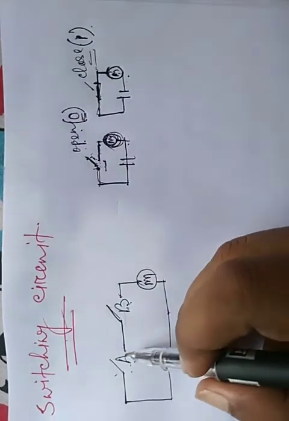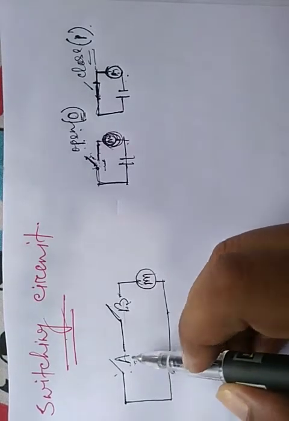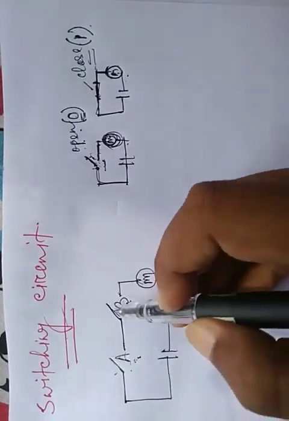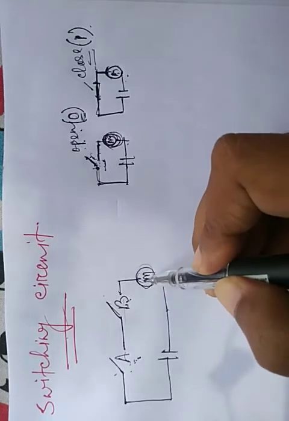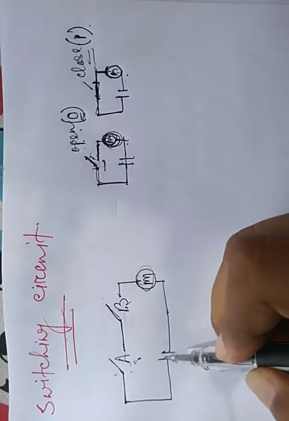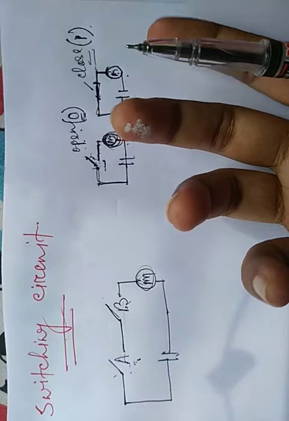So this is a closed circuit, it is denoted by 1. Clear? So here also, two switches are there, A and B. When these switches are open, the bulb will not glow, and when these switches are closed, the bulb will glow. Simple thing.